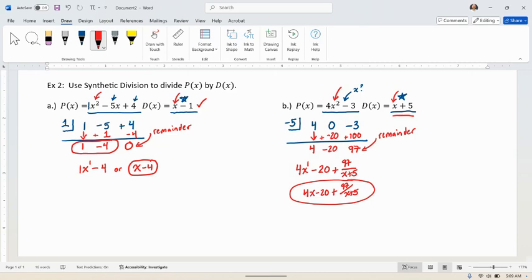In this case, x plus 5 did not go in evenly, so x plus 5 is not a factor of p of x. I hope these examples help you with synthetic division, and I hope you see the benefit and speed that synthetic division can provide over long division.